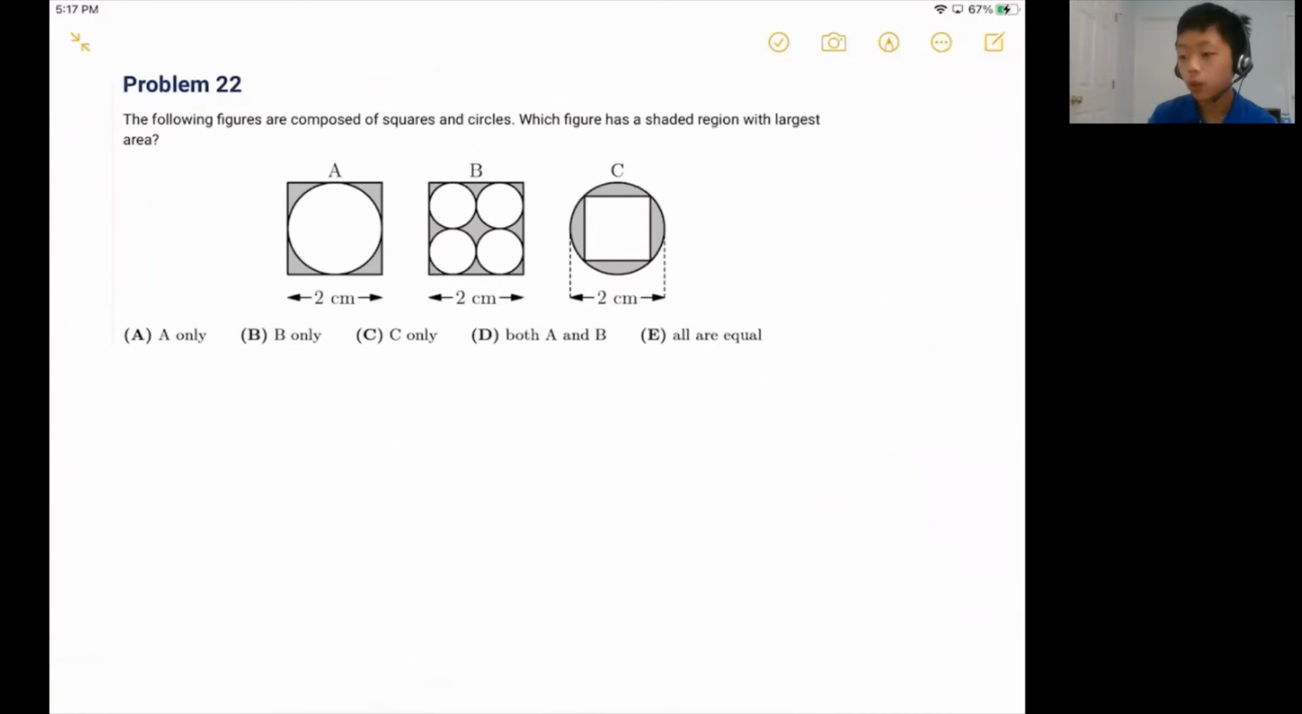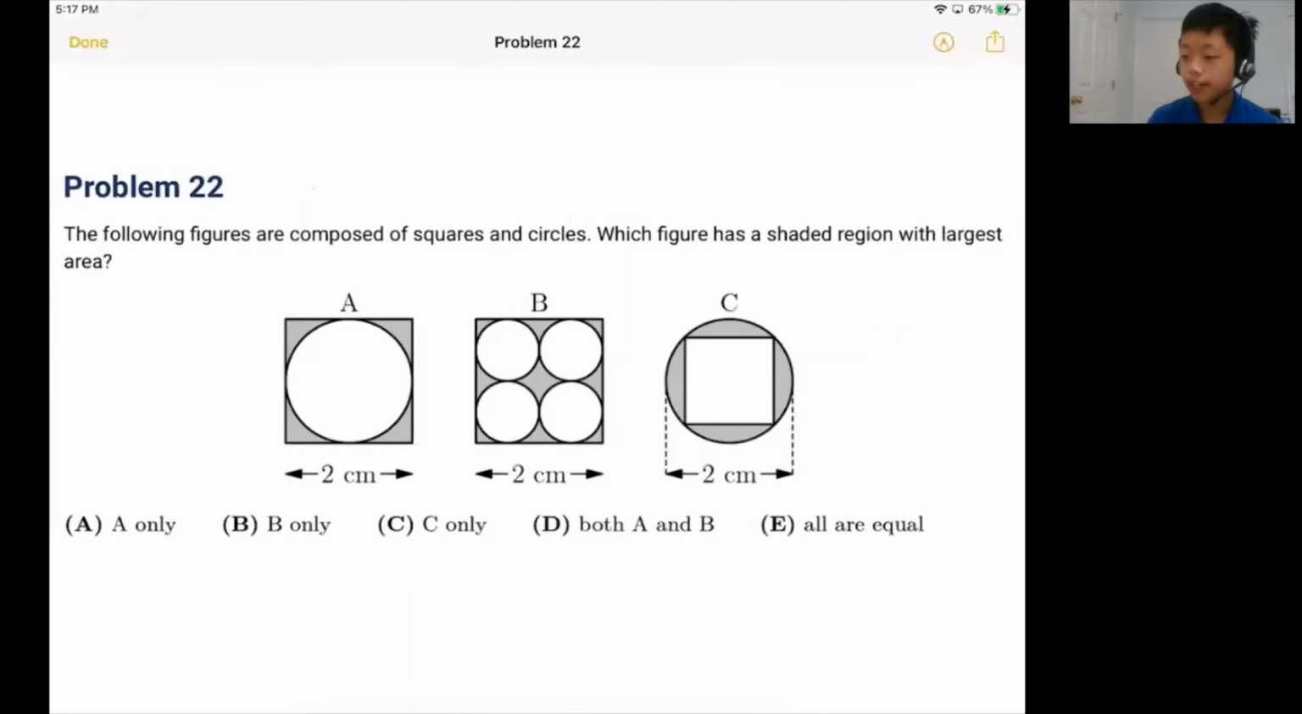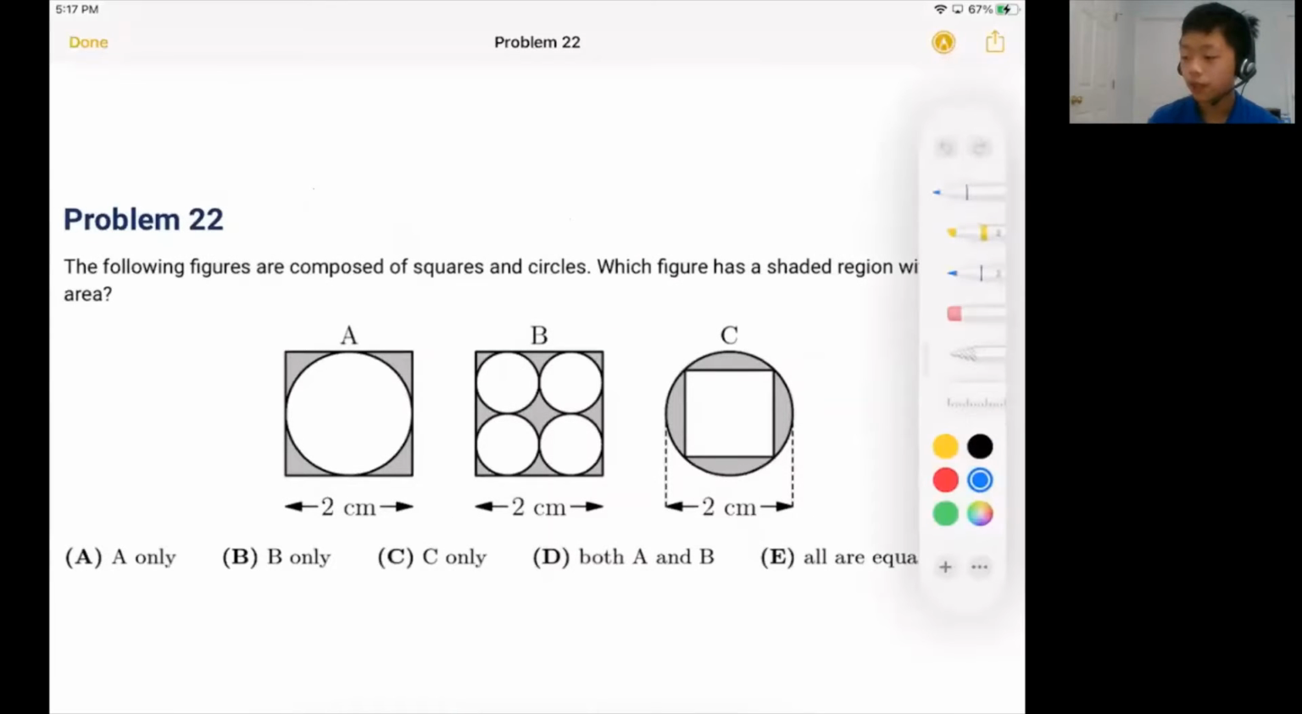So we have the following figures composed of squares and circles, and we want to know which figure has a shaded region with the largest area. For this question, probably the most straightforward way is just to calculate them individually, each one. So we first start with shape A, the first shape.